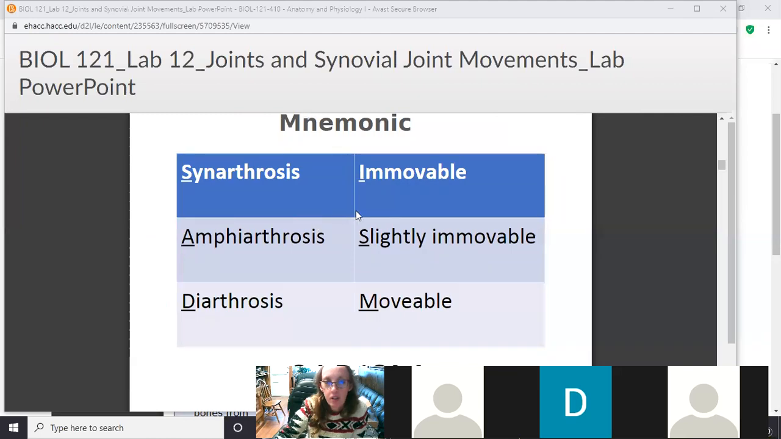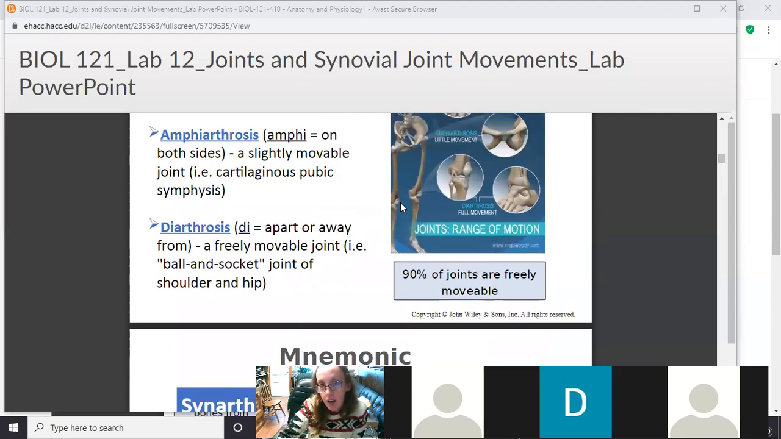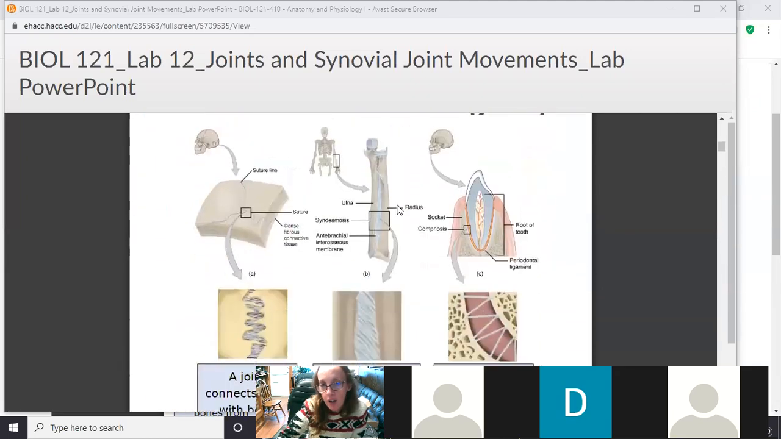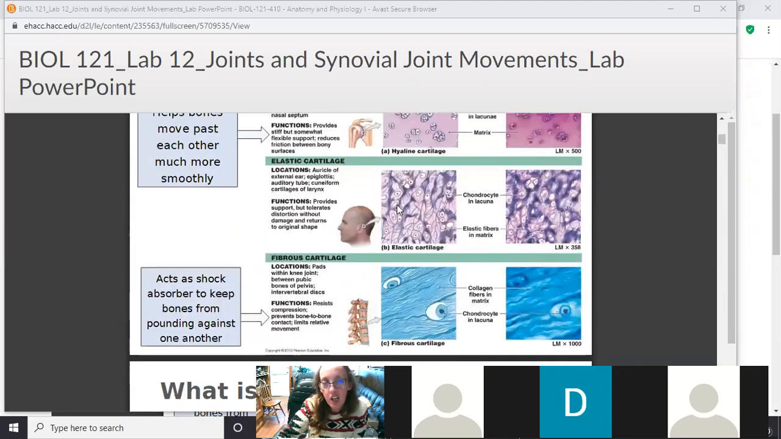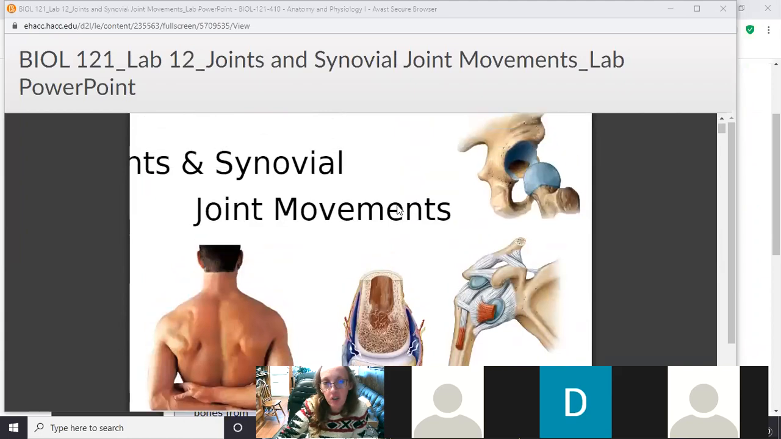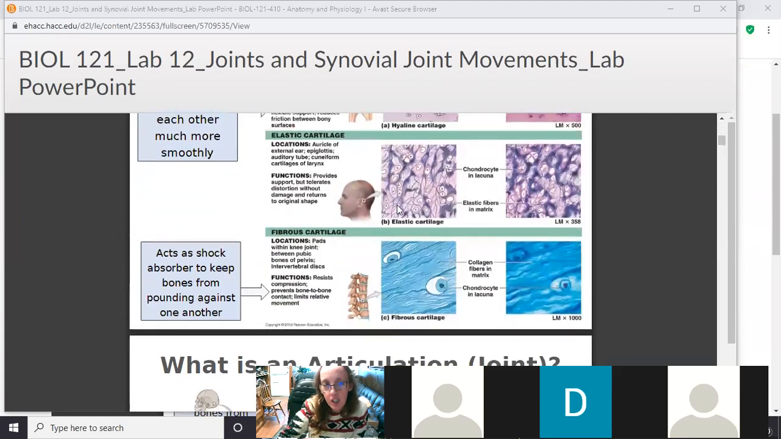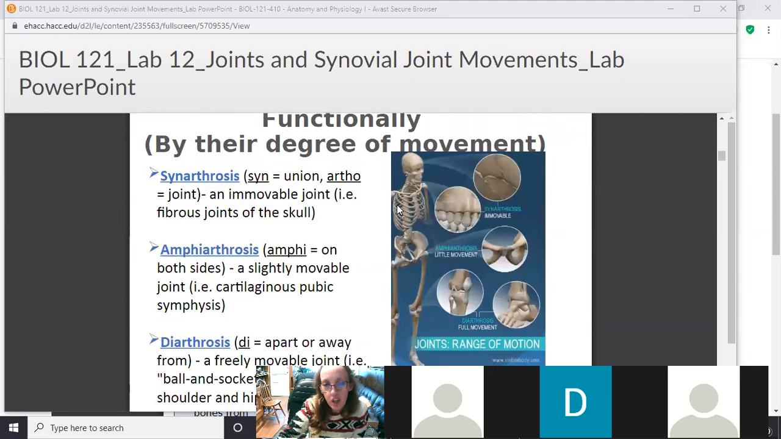I have a question, Professor. When you were up there with the tooth, when it said what kind is that? Was that cartilage? Yeah, it's a synarthrosis. Okay, so is what you were asking about? It's this kind of joint. Okay.